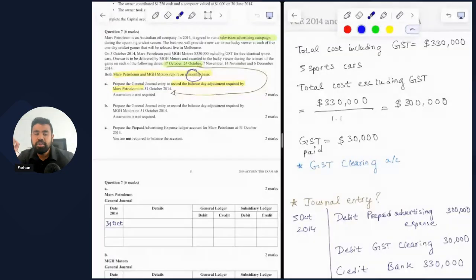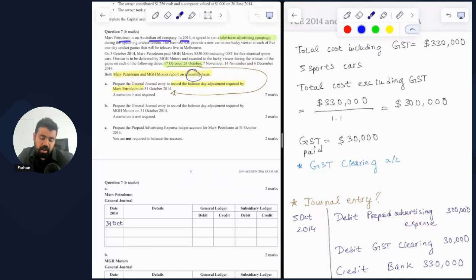Today you will solve question number 7 from 2014 past exam. In this question, you will record the balance day adjustments for two businesses. You will also prepare the ledger account for the prepaid advertising expense. So let's begin. Mark Petroleum is an Australian oil company.